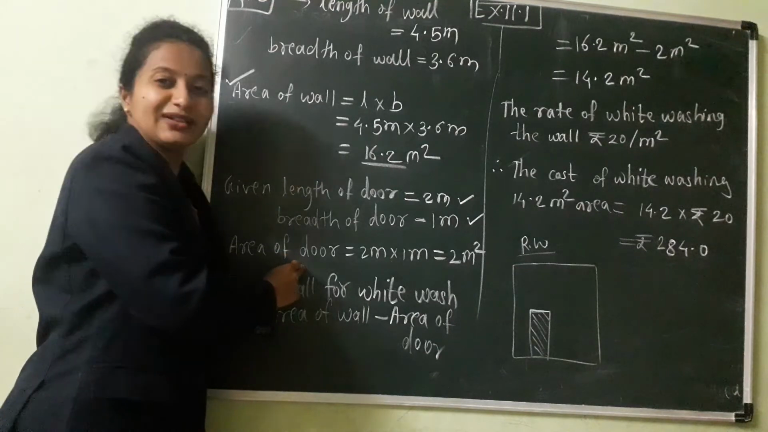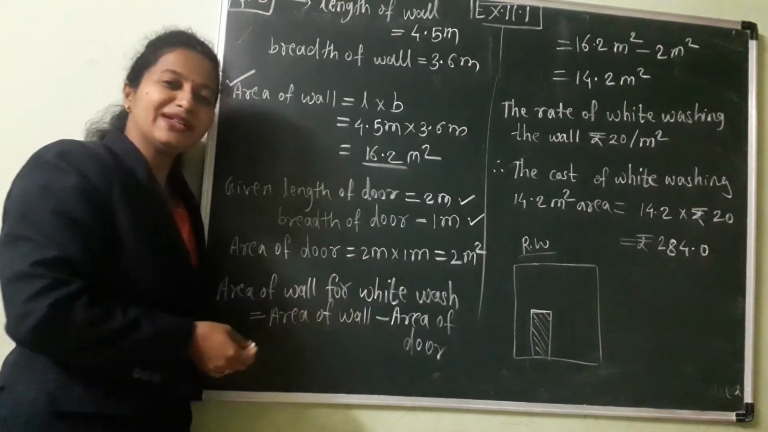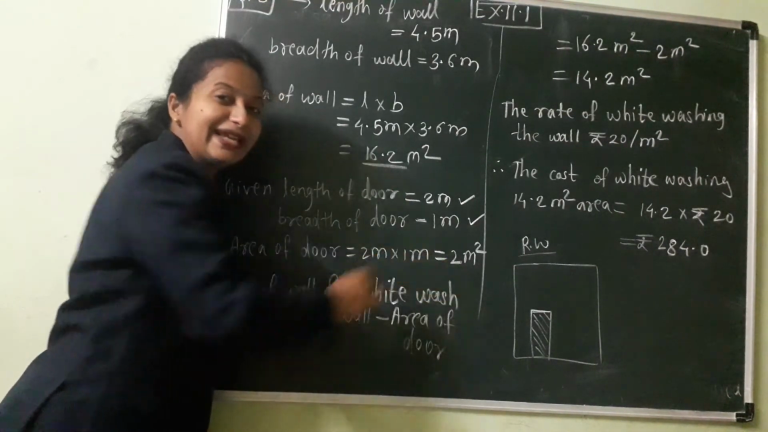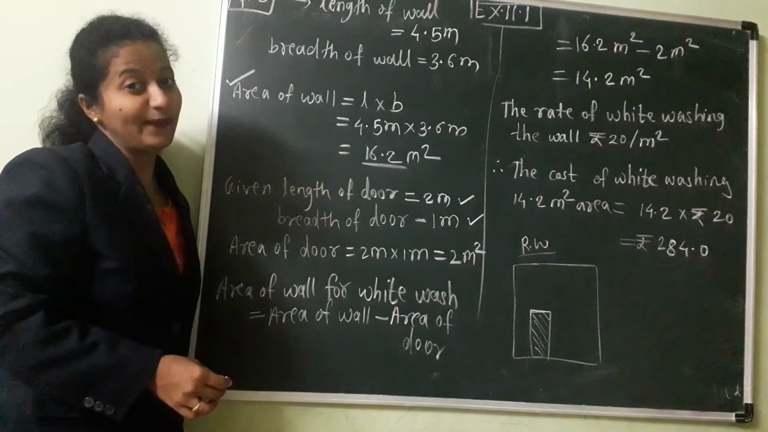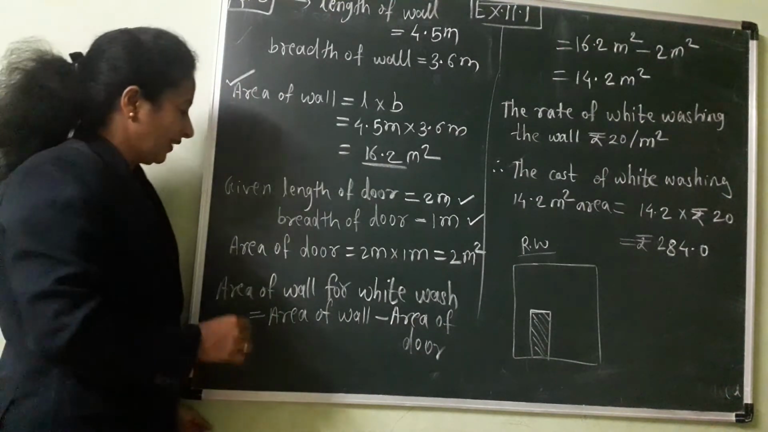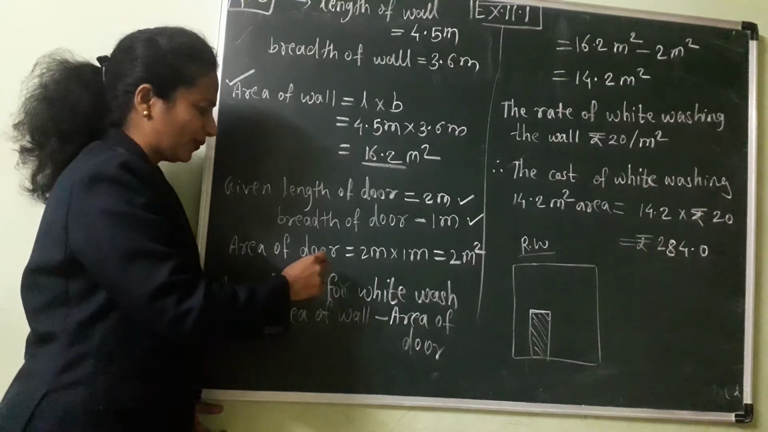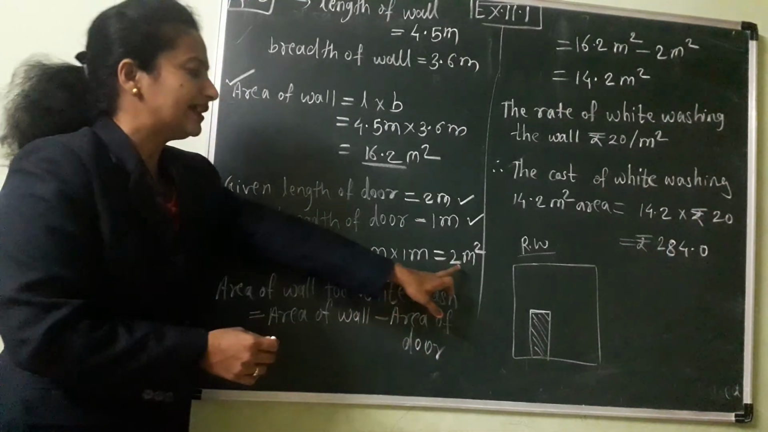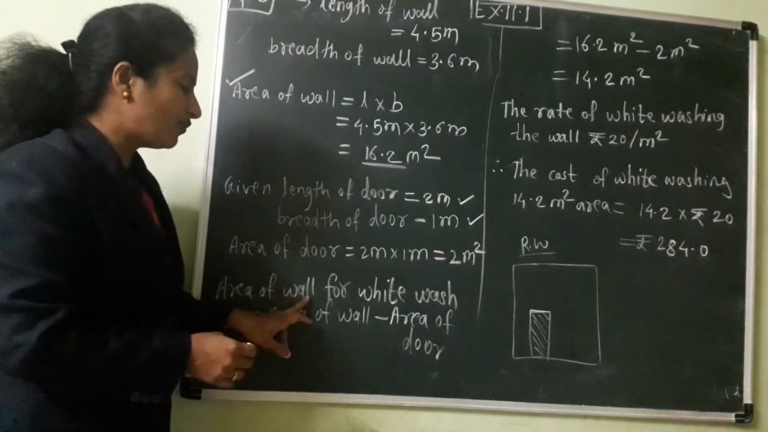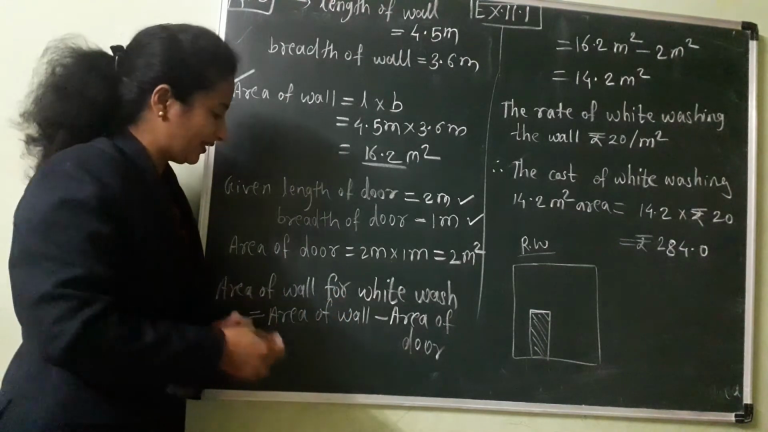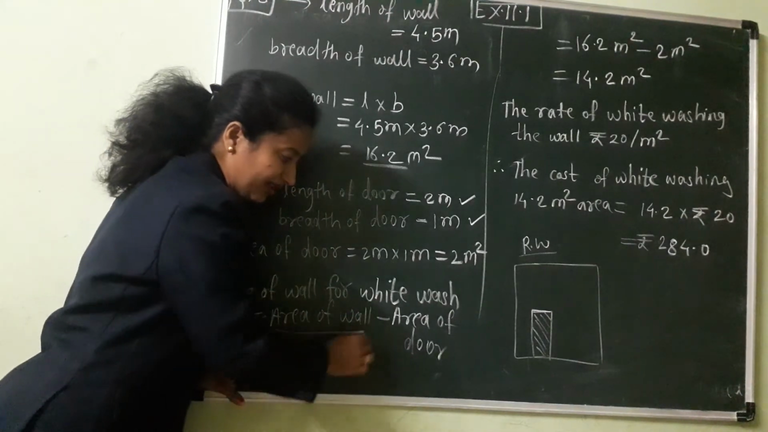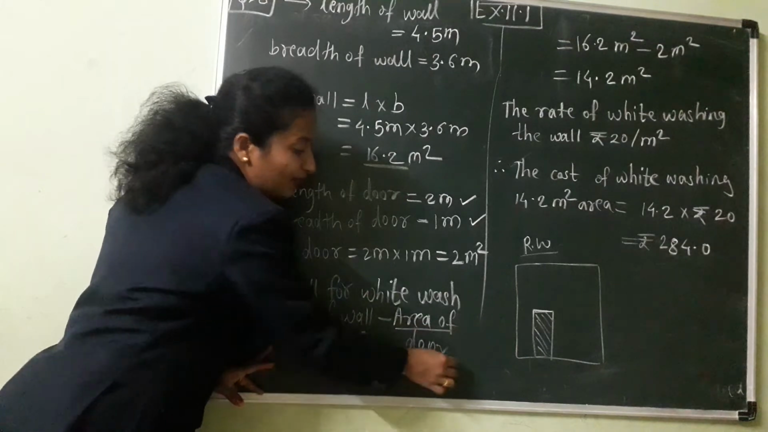The area of the door is equal to what? 2 meter multiplied by 1 meter. So it's 2 meter square. This is the area of the door. Now the area of the wall for whitewash. So it's obviously the total area of the wall minus the area of the door.